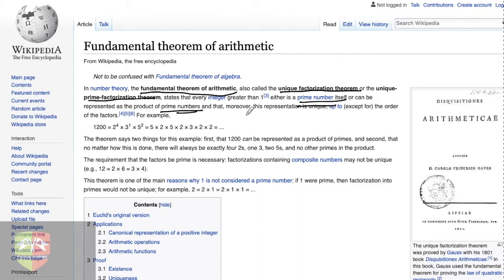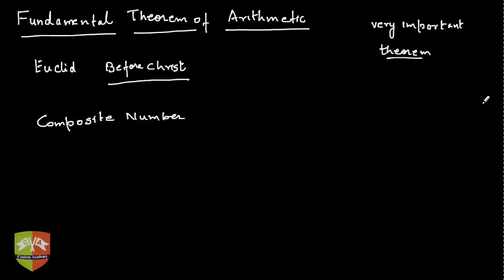We will first see what a prime number is, and then we'll try to explain this. They go on to say that, moreover, this representation is unique. So one is, they can be represented as products of prime numbers, and moreover, this representation is unique. That means you cannot express any composite number in terms of products of prime numbers in two different ways. So this is the Fundamental Theorem of Arithmetic, which was given by Euclid. He tried proving it also, and later on, Gauss also proved it in the 19th century.